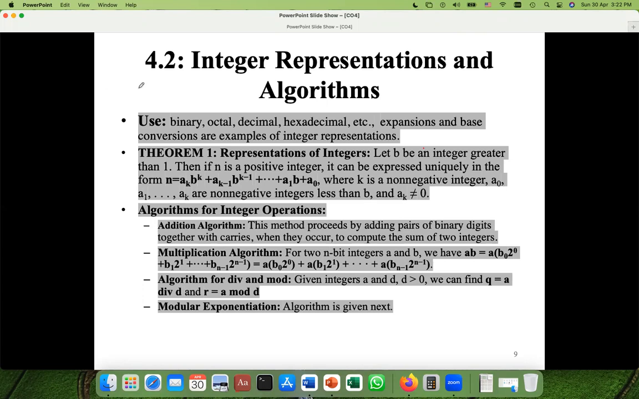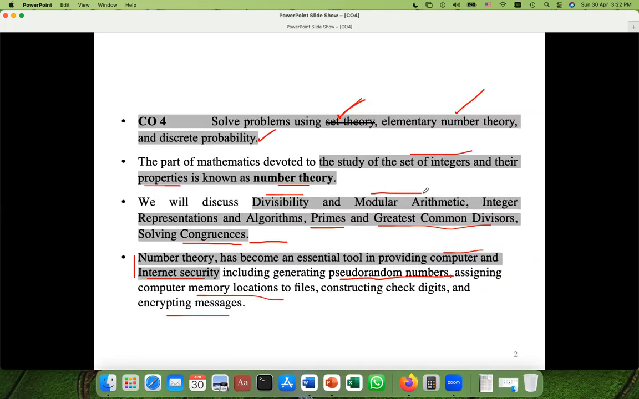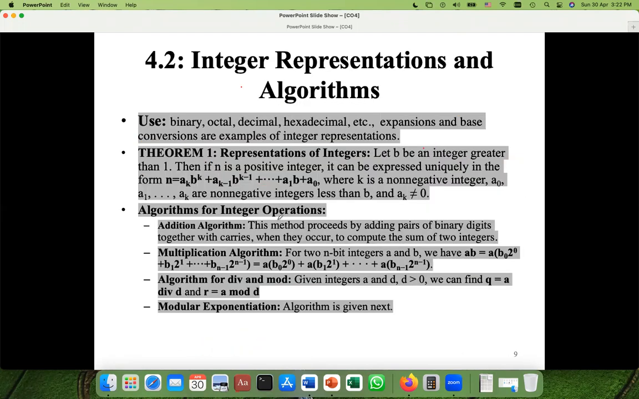Let's start with the second section of the chapter, which is about integer representation and algorithms. Because first we covered divisibility and modular arithmetic, then second is integer representation and algorithms. So here, integer representation into the form of binary, octal, decimal, hexadecimal, whatever. You can represent an integer simply in these forms. And there are algorithms.